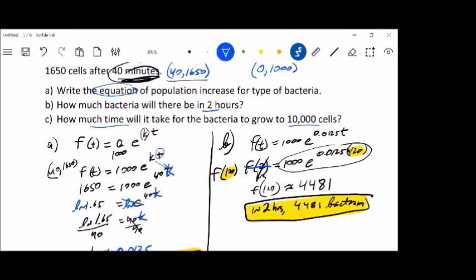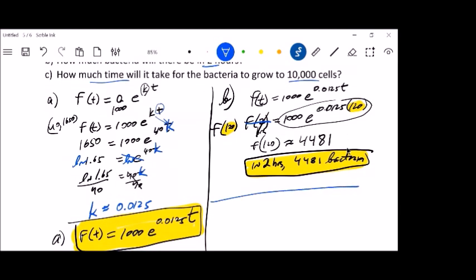Okay, now the last part. It's going to be 10,000, so that will be the result, and that's going to be equal to the original 1,000 e^(0.0125t). So we want to find out how much time it will take to get to that. So here is like the coordinate point version of it. So we need to find the t. And we can do that now. We have to get the t out of there.